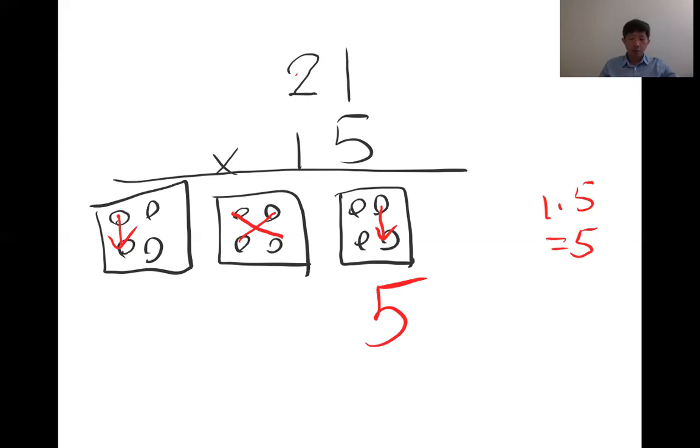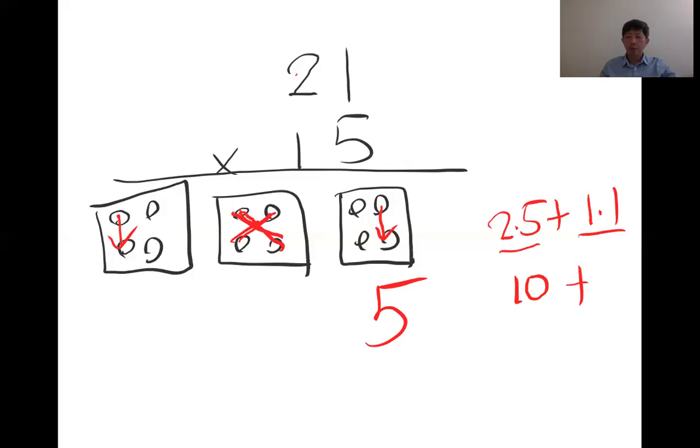Next is the cross, right? Now for the cross, because this is a cross like this, we do 2 times 5 plus 1 times 1, right? 2 times 5 is 10 plus 1, which is equal to 11, right? Now 11, what should we do? We put 1 there, right? We only take the first digit.